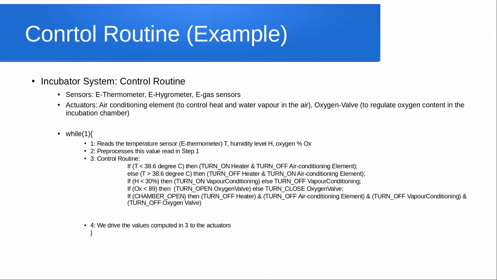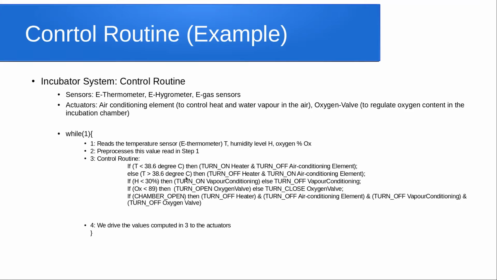Then the incubator system would have actuators, which are like air conditioning elements. In the air conditioning element, usually it has a kind of controlling of heat as well as water vapor in the air. Then you have an oxygen valve to regulate oxygen content in the incubation chamber. Typically, the software implements a simple while true routine: it reads the temperature, humidity level, and oxygen level, pre-processes these values and identifies if those values are less than the required values, and accordingly turns on the heater. If the temperature is okay, then it turns off the air conditioning element.